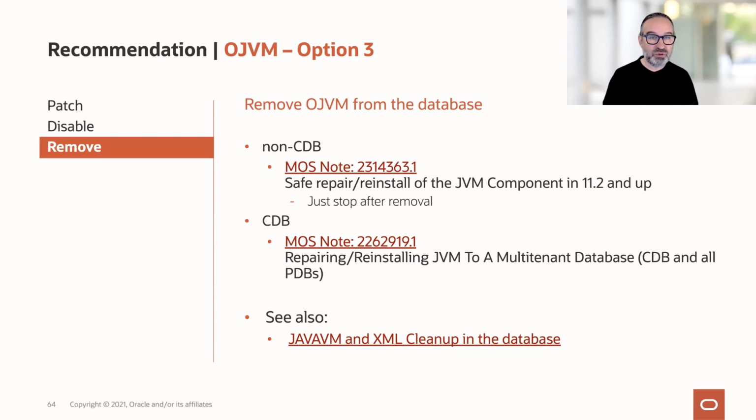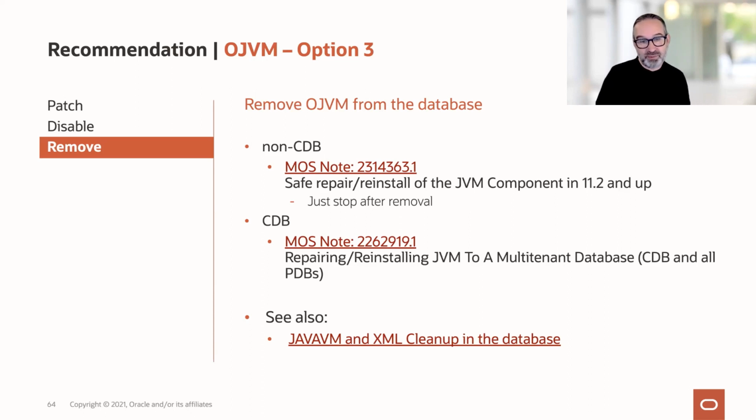What you do in these 2 MOS notes is, they're called save, repair, and reinstall. So fully politically correct here. But you just stop after removal, because both MOS notes describe how to remove OJVM completely. And then you stop at this point and you don't reinstall. And then OJVM is gone.